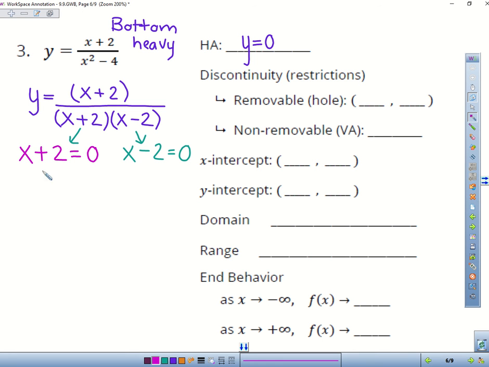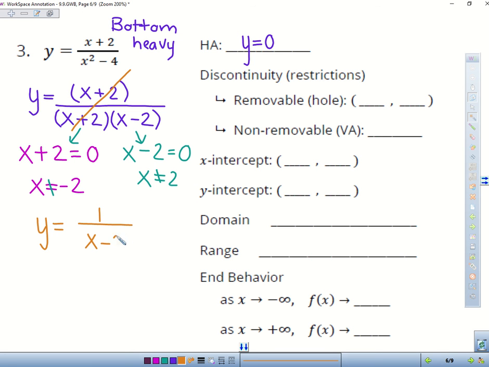So if I solve this one over here, x is, and over here x will be good. So now we have to determine which one of these is removable, which one is not. So what can I cancel out of the top and bottom of this? Negative 2 and 2. Good. Which leaves me with this as my new function. So this one right here is the removable one.